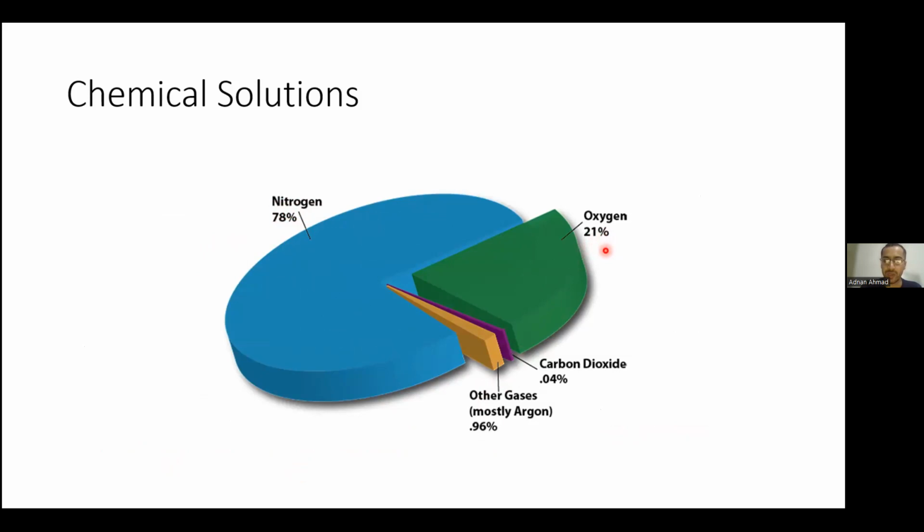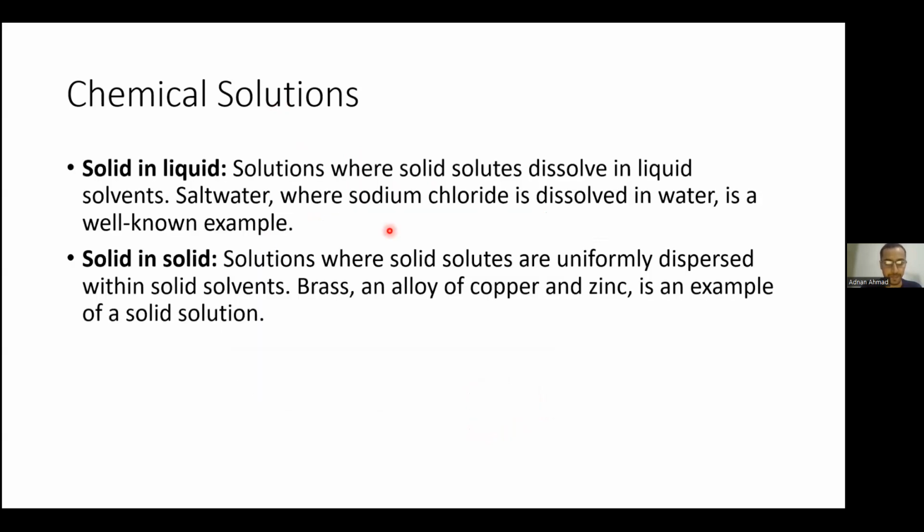So oxygen is 21%, carbon dioxide is 0.4%, and other gases, which are noble gases like argon, are 0.96%, or if we round it up, we will end up with 1% noble gases. So this is the example of the solution where gases are dissolved in gases.